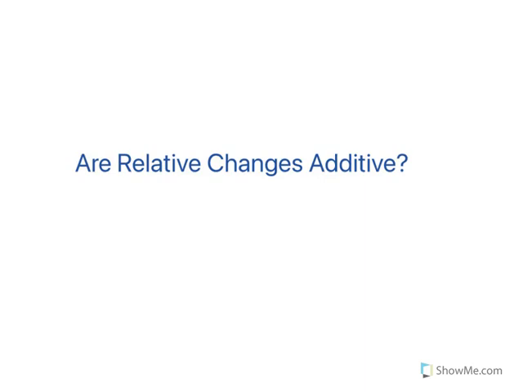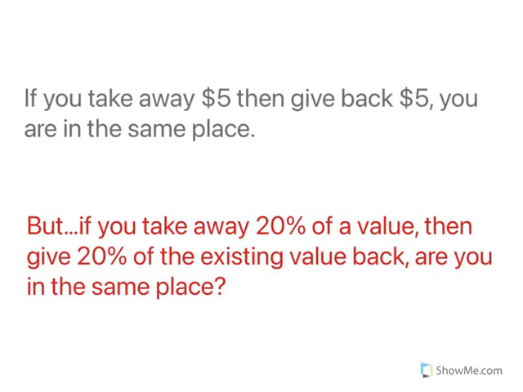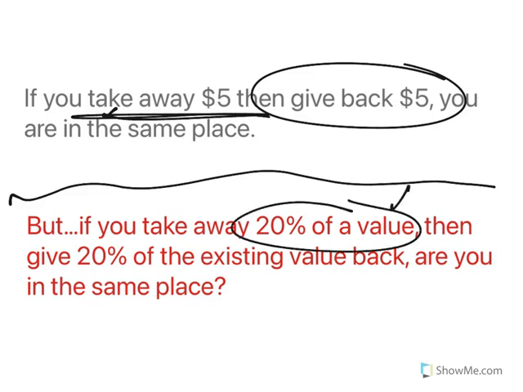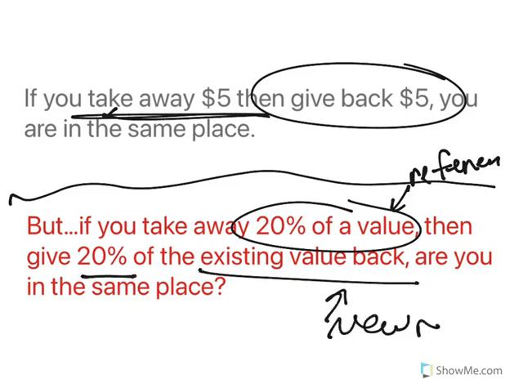Are relative changes additive? If we think about this in terms of absolute change, if you take away $5 from someone and then give that $5 back, you're exactly where you started, right? So if you steal $5 from your sister and then you give her $5 back, you're exactly even. However, if you take away 20% of a reference value, and then you give 20% back of the existing value, we have a new reference value. Are you in the same place?